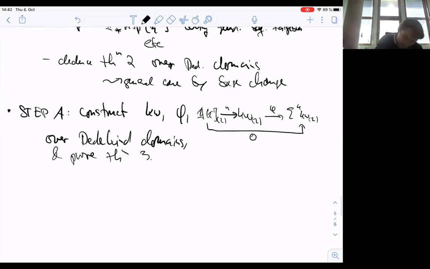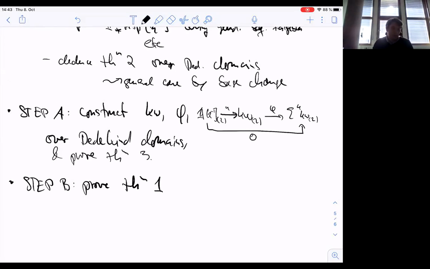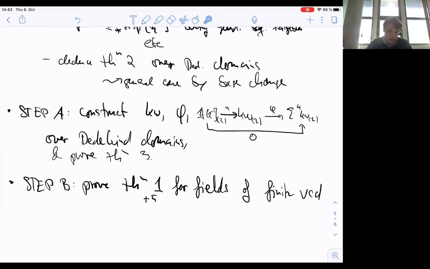And then there's step B, which is that you prove Theorem 1 for fields of finite VCD. Maybe 1 plus 5 or something. And so the thing is that if you prove it for fields of finite VCD, you get it for all fields basically by base change, because every field contains a field of finite VCD. VCD 2 maybe.